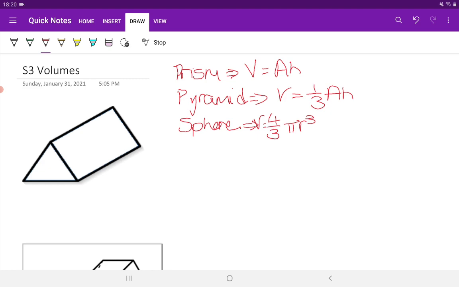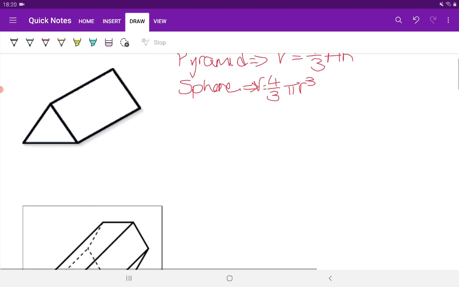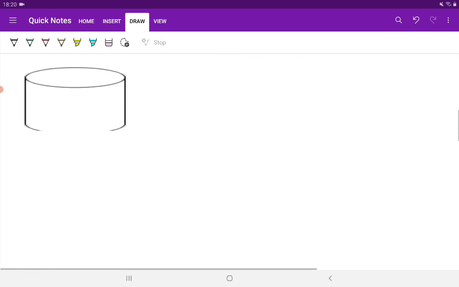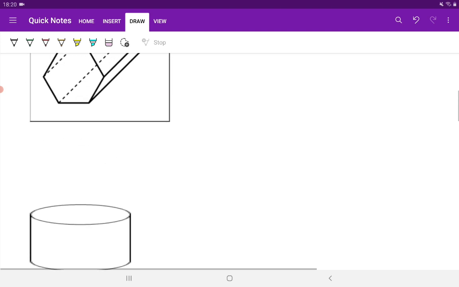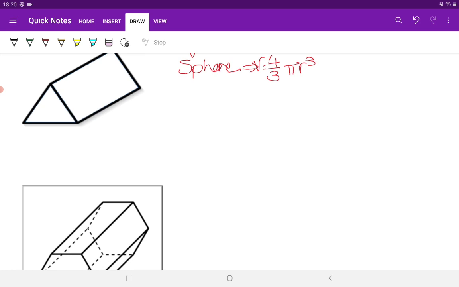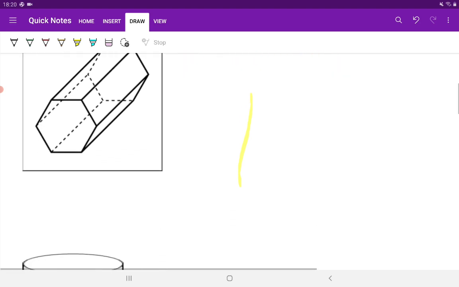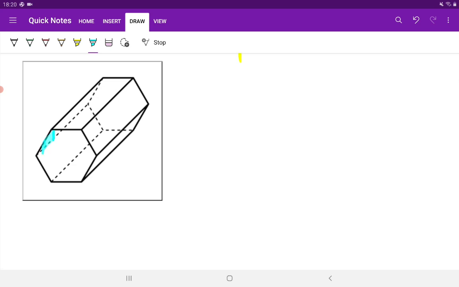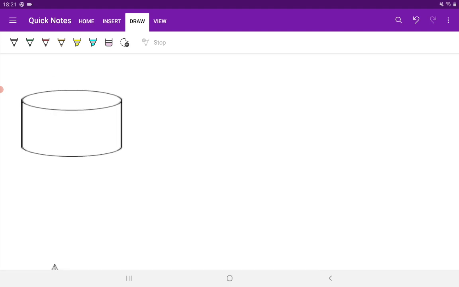Okay, so these three pictures here that we've got, so this one here, and this one here are all prisms. Now, what is the definition of a prism then? Why are these three prisms? A prism is something that has what we call a cross section. So here it would be the triangle. On this next one, it would be the hexagon at the front here. That's your cross section. Or on the cylinder, it's the circle.